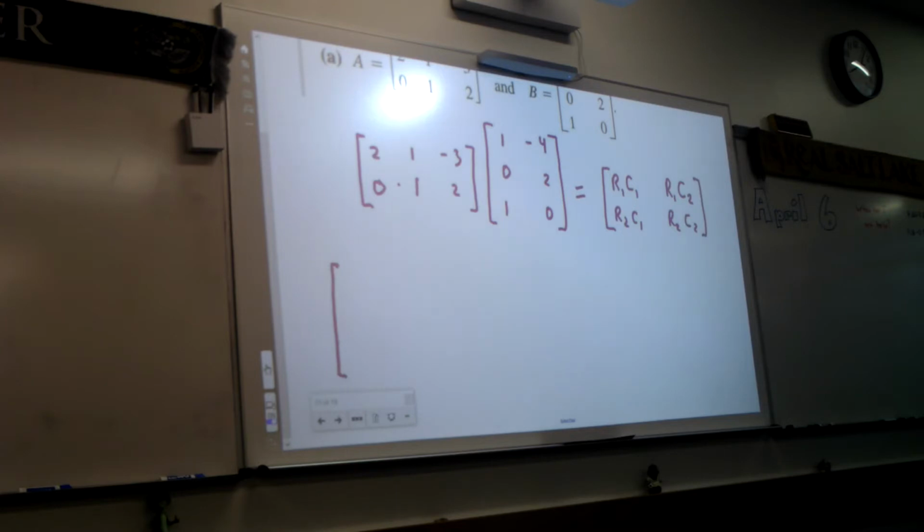Okay, so row 1 times column 1. I'm going to highlight that here. Here's my row 1, and here's my column 1. All right, so Daisy, what's multiplying together here?